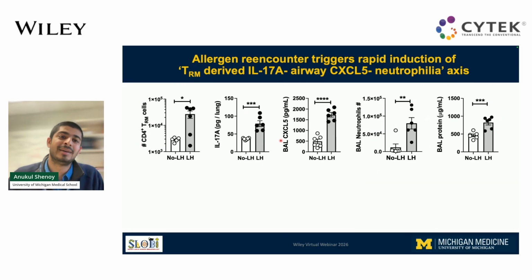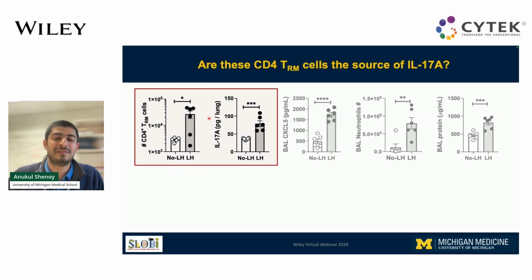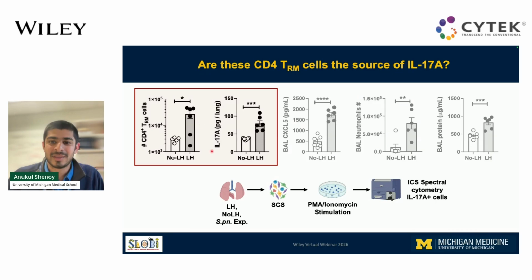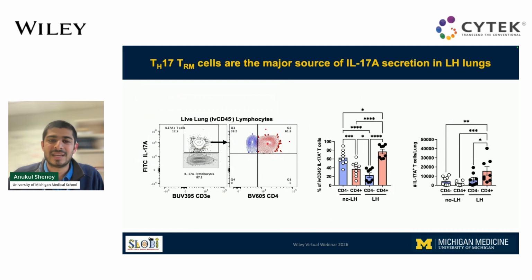What is interesting though is when we asked what type of T cells are producing this IL-17A, we performed spectral cytometry again to do some PMA ionomycin stimulations. What we found is, if you look at the experienced lungs, it is actually the CD4 resident memory T cells in the lungs that are by far the most dominant producers of IL-17. Again, suggesting that allergen experience induced Th17 T cells to produce IL-17 in these lungs.